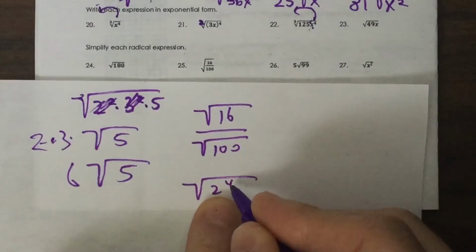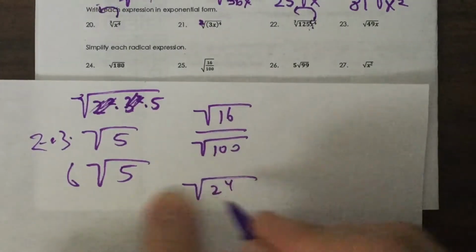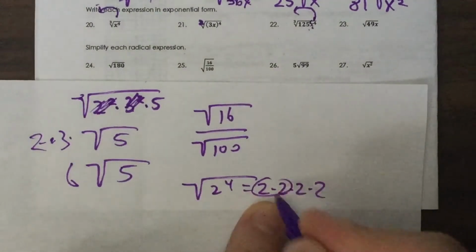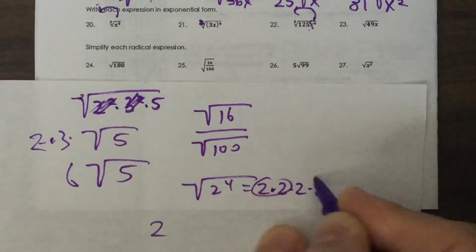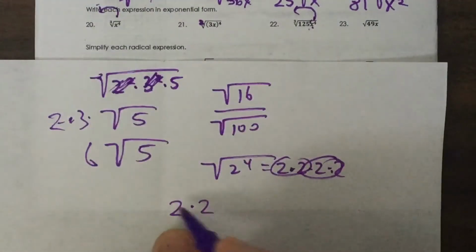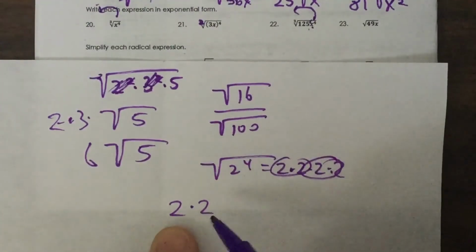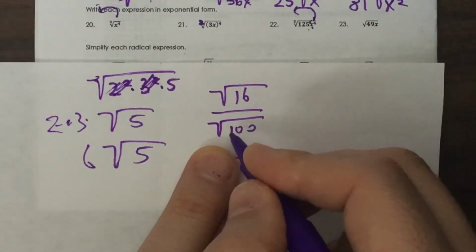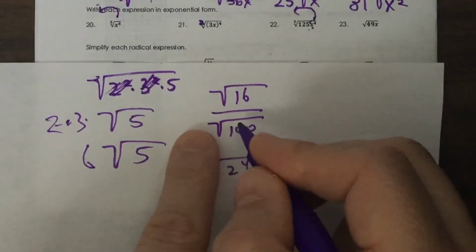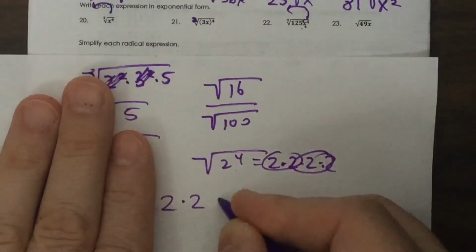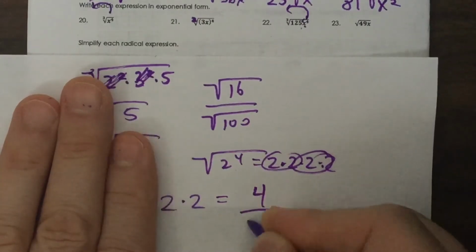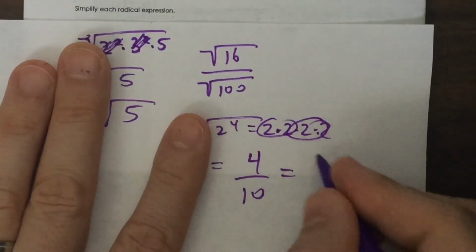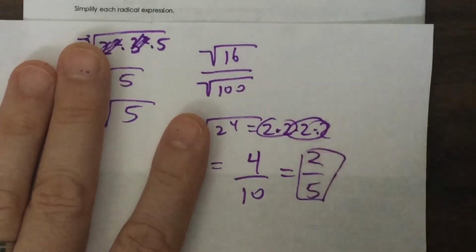Remember, for every 2 on the inside, I can take 1 on the outside. Well, I have 2 to the 4th power, which is 4 2's multiplied together. So those give me 1 on the outside, and those give me another 1 on the outside. All that to say, the square root of 16 is 4, 2 times 2. And you could do the same thing with this one, but a lot of you know that 10 times 10 is 100. So the square root of 100 is 10. So you end up with, after all that, 4 over 10, no more radical needed. And you can reduce that a little further. 4 tenths reduces to 2 fifths. That's that one.